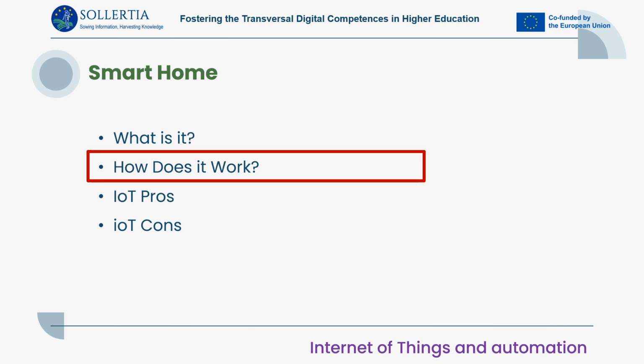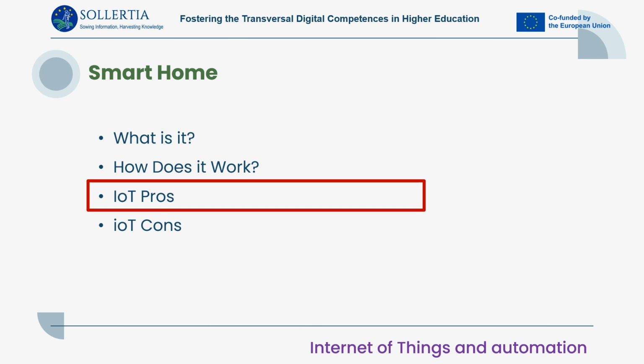How does it work? The central component of the smart home system is the smart home hub, and all the IoT devices are connected to the smart home hub that acts as a focal point.